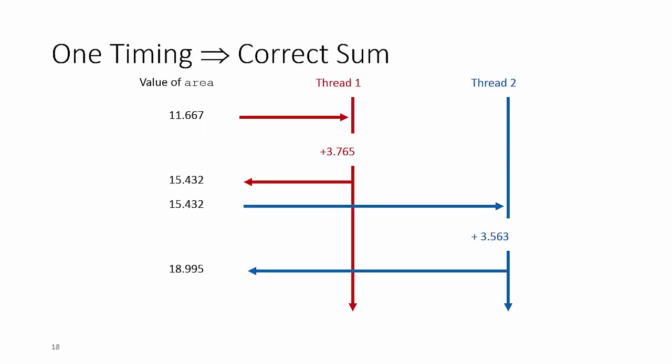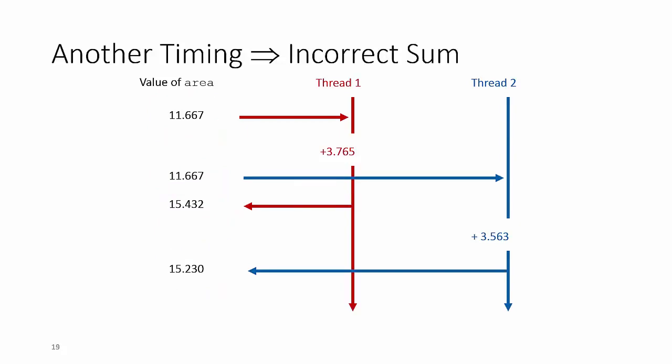This picture illustrates one kind of interleaving of accesses. You have thread 1 reading area here, modifying it, and storing back the new value here. And then you have thread 2 reading the value, modifying it, and then storing it back here. So this is an interleaving which leads to the correct result.